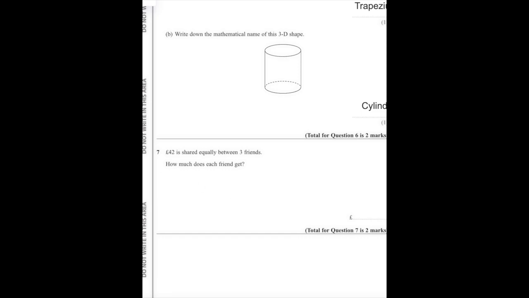Next one, 42 is shared equally between 3 friends. So 42 divided by 3, because you want to see how many each of the 3 friends would get. So 42 divided by 3. Remember, it's non-calculator, so I use this method. I call it the bus stop method. That's what the school used to call it back in school. So 42, 3 on the outside, see how many 3's go into 4, which is 1, remainder 1. Then 3's into 12 goes 4, so the answer is 14.